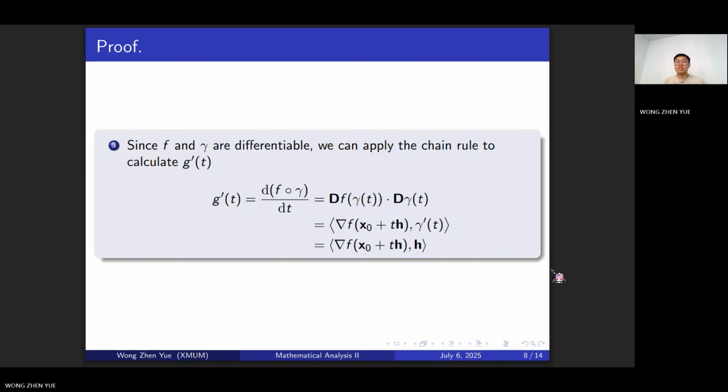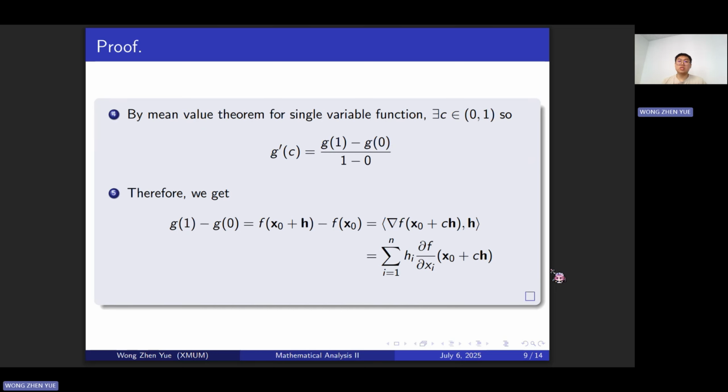t. And we know gamma prime t is equal to h. So the dot product is like the following. And then since the function g is differentiable and continuous, we can apply the mean value theorem for single variable functions.